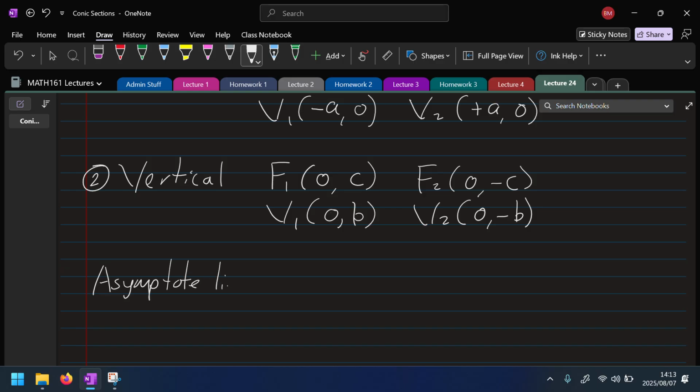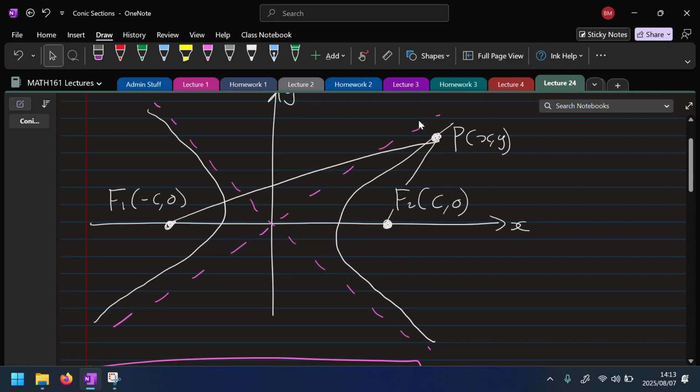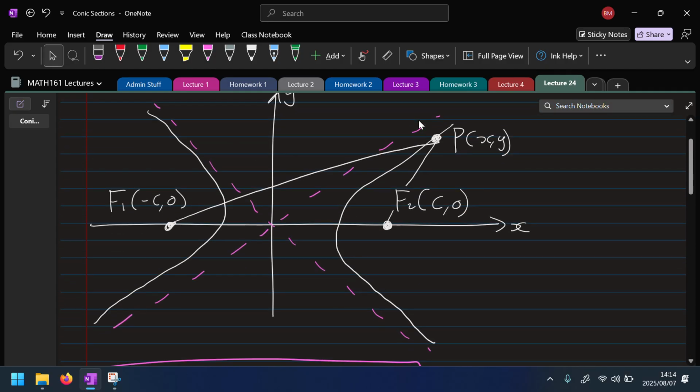Okay, so the asymptote lines are given by y equals plus or minus b over a x. That's the same in both cases. So b goes with the y, a goes with the x, and we have the plus and the minus for the two of them. The plus one goes from the third quadrant to the first quadrant, and the minus one is the other one.